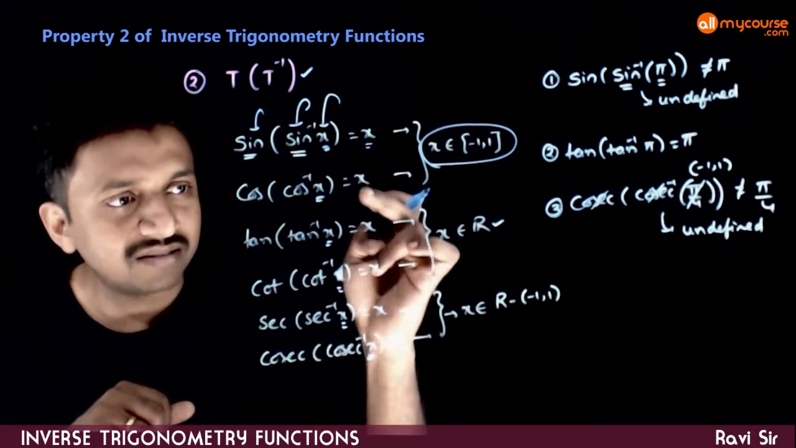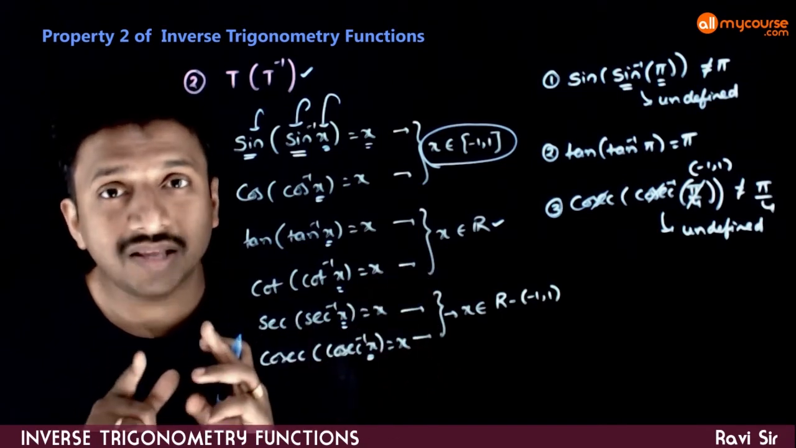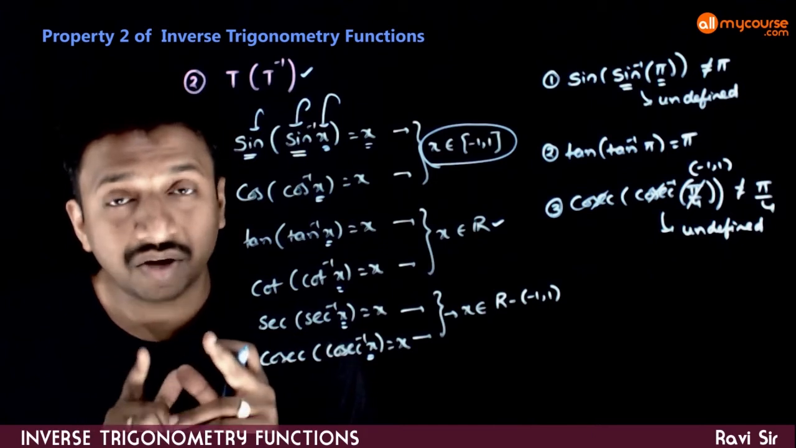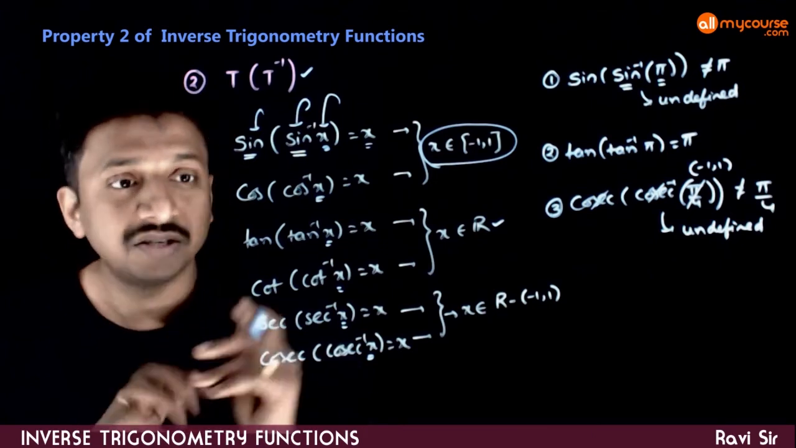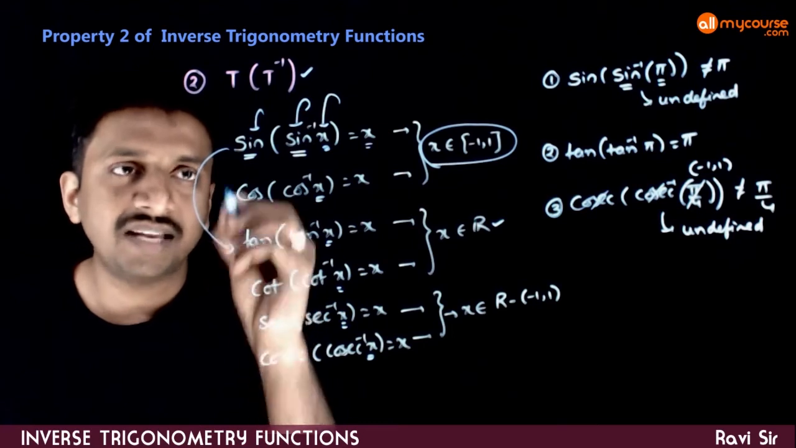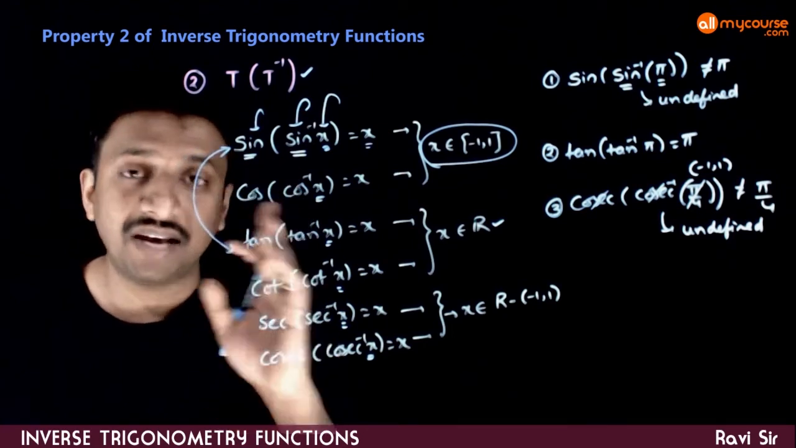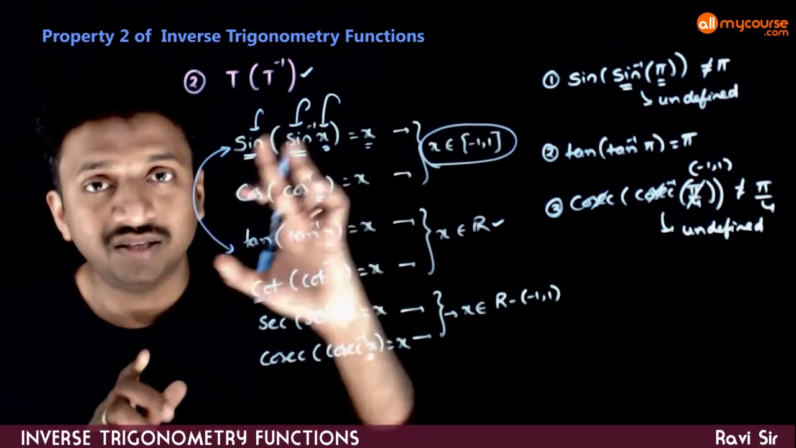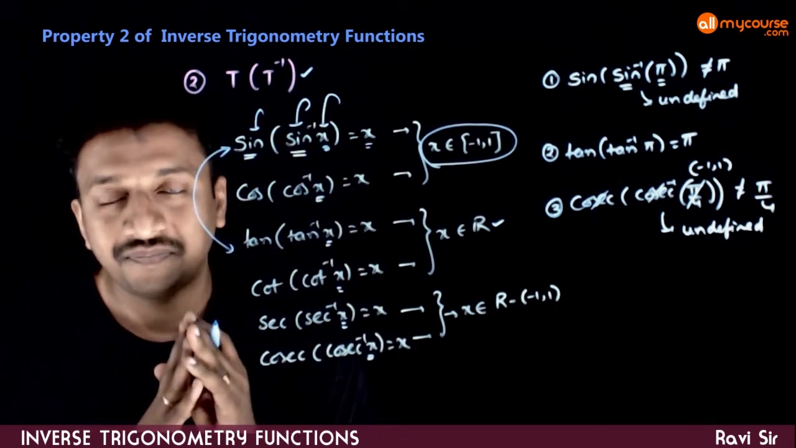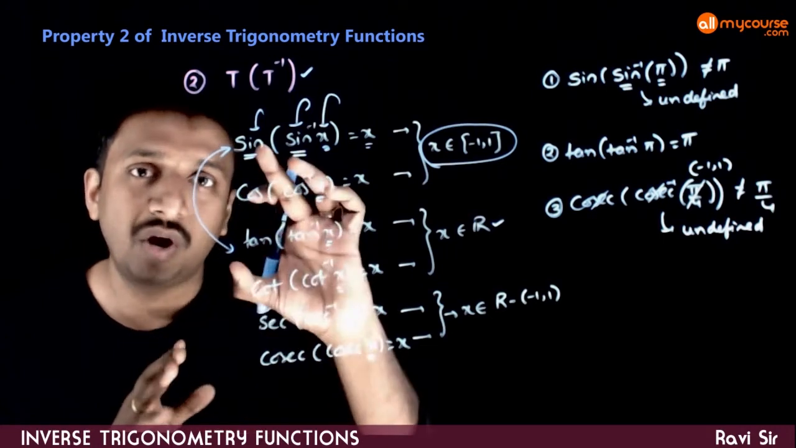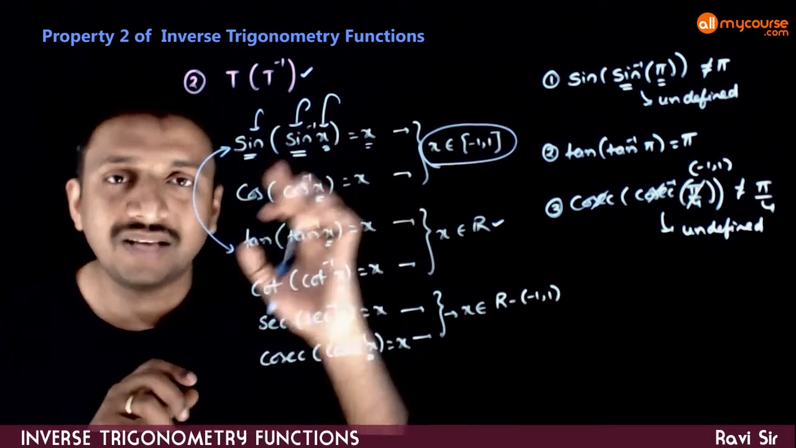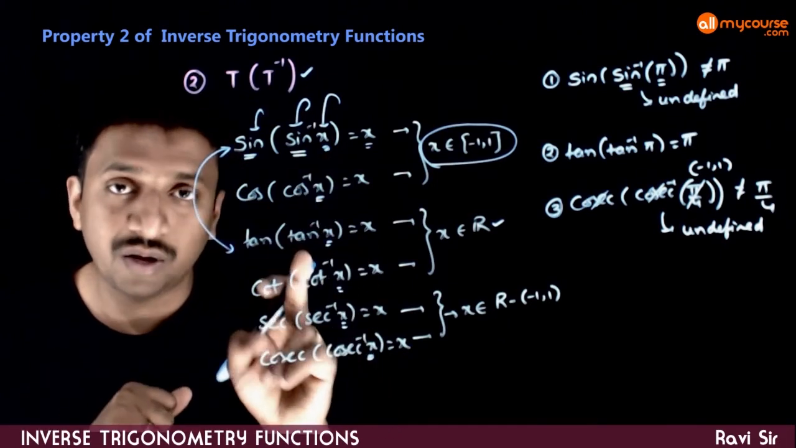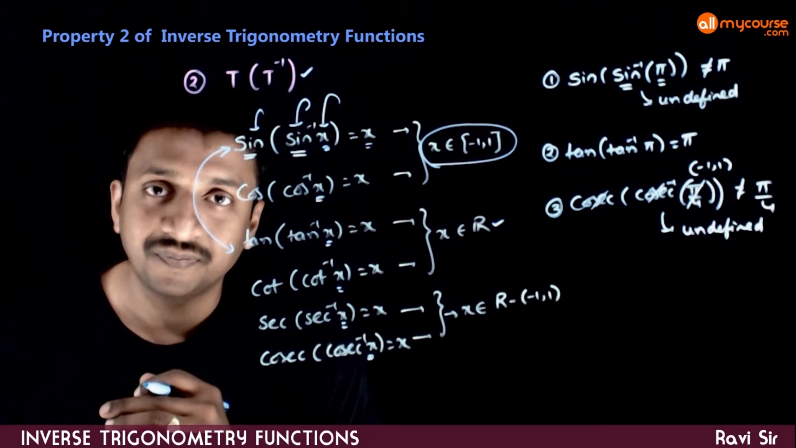So all of these are equal to x, but they are not identical functions. You will be given questions on identical functions. You will be asked to check whether sine of sine inverse x and tan of tan inverse x are identical or not, whether these two are equal functions or not. The answer is no. These two are not equal because the domains are not equal. The domain of this function is minus 1 to 1. The domain of this function is all real numbers.